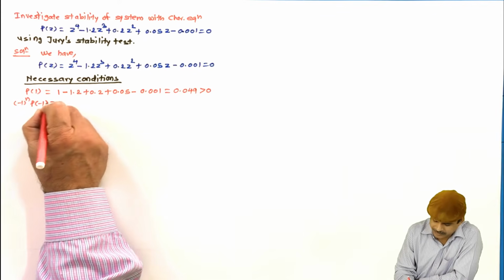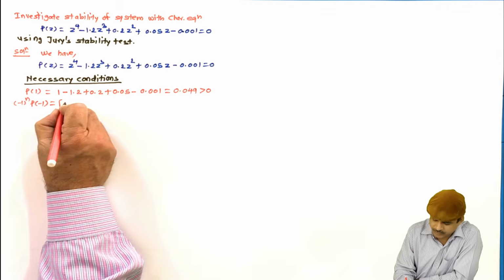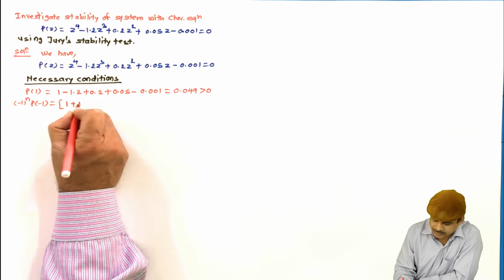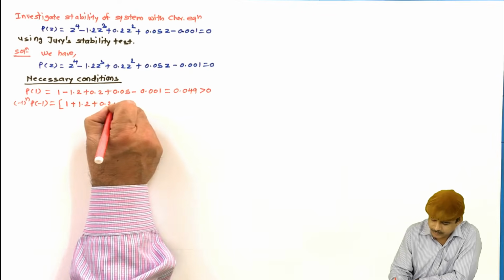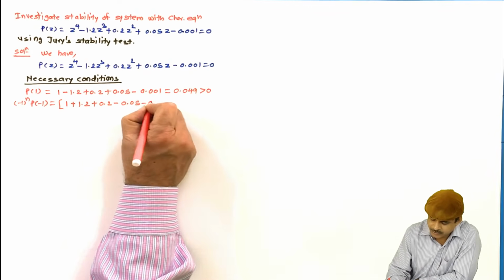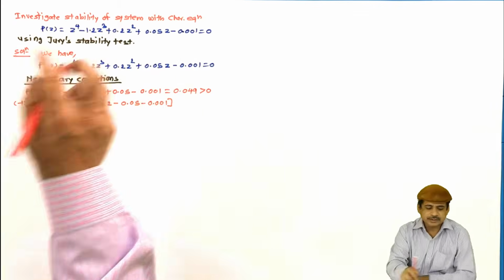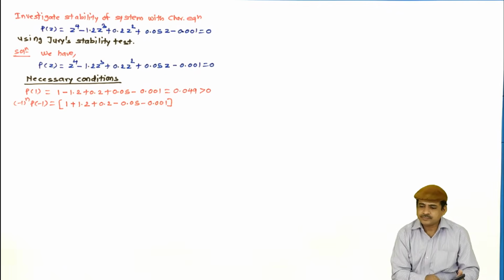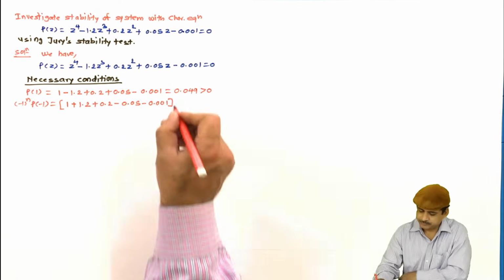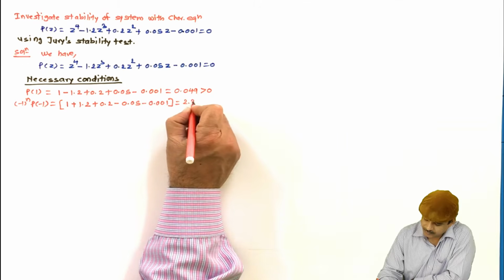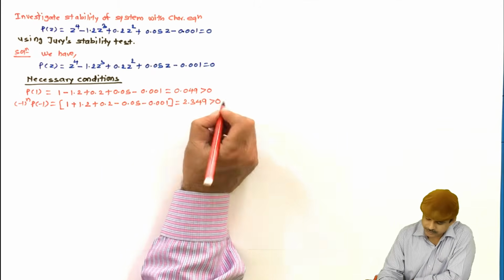No need to move ahead. Directly we will put here minus 1. So this is 1 plus 1.2 plus 0.2 minus 0.05 minus 0.001. Just I have substituted z equal to minus 1. That is 2.349, which is also greater than 0.